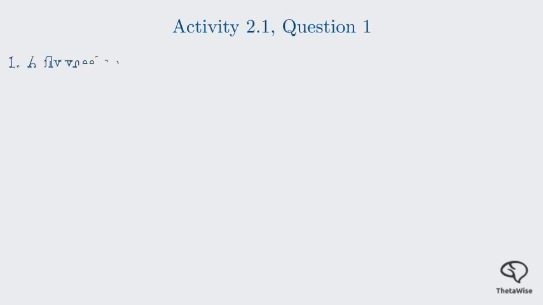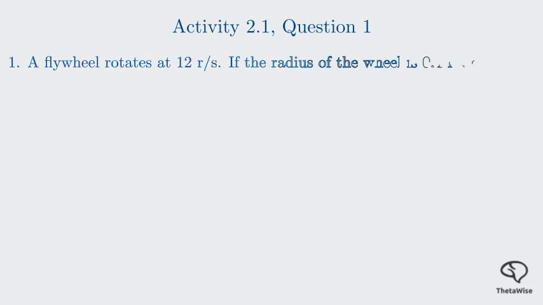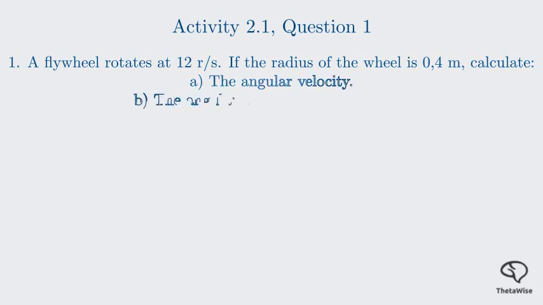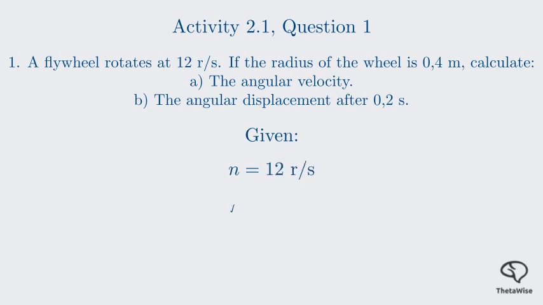Here's the question. A flywheel rotates at 12 revolutions per second. If the radius of the wheel is 0.4 meters, calculate A, the angular velocity, and B, the angular displacement after 0.2 seconds. Let's start by identifying the information given in the problem. We are given the rotational frequency, n, which is 12 revolutions per second. We are also given the radius of the flywheel, r, as 0.4 meters.